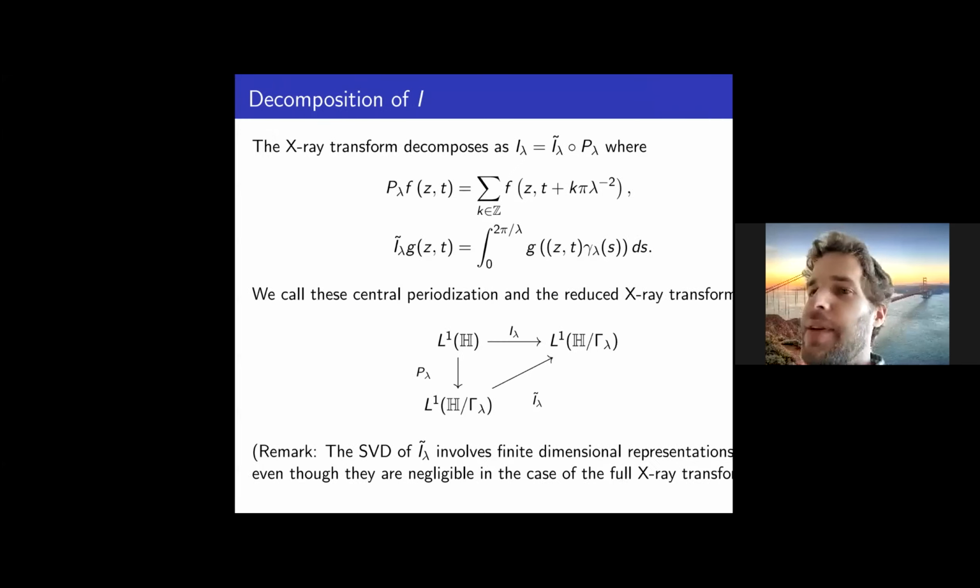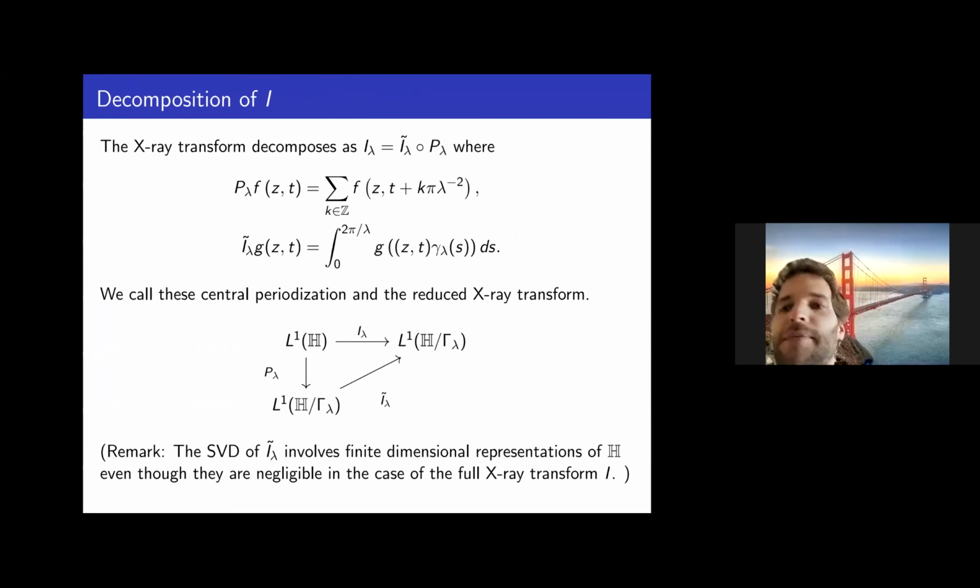Okay, so given all these ingredients, one more thing, just giving a little more information on this decomposition of the X-ray transform. So we have this map P subscript lambda, which I'm calling central periodization. Just take some function and sum it in the central direction, and let this map I tilde simply be integration with respect to just one period of these helices. And so in a way, this P captures periodicity, whereas this I tilde captures the holonomy of the sub-Riemannian geodesics.